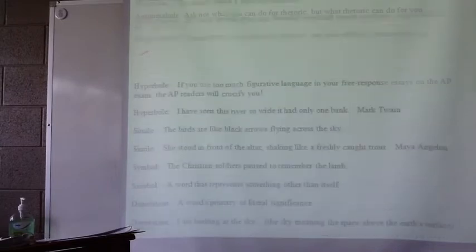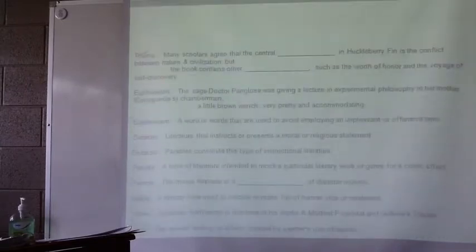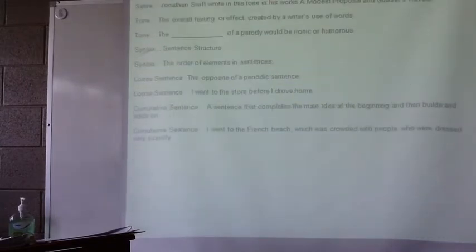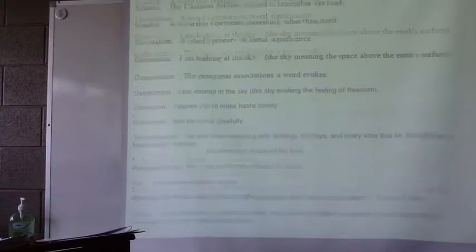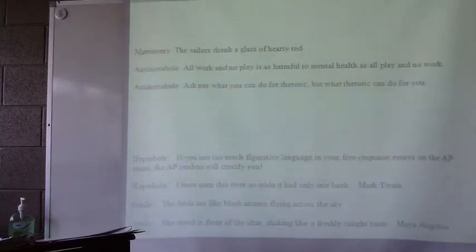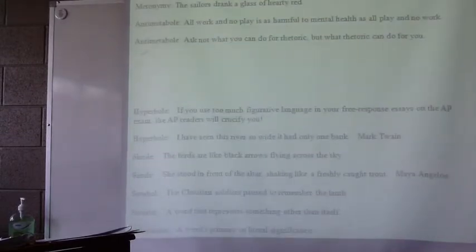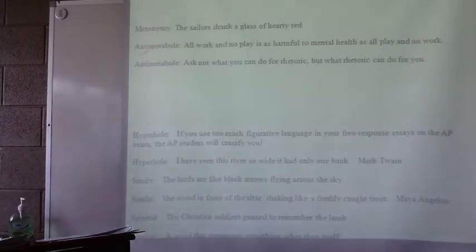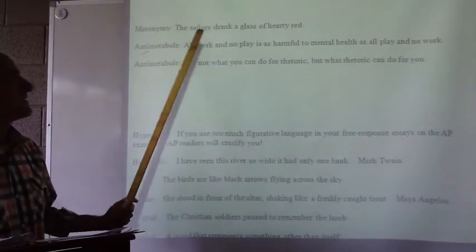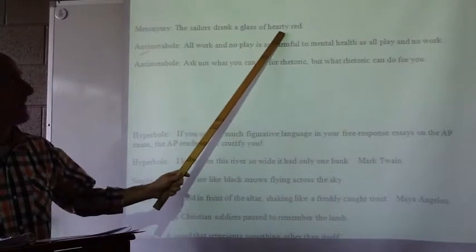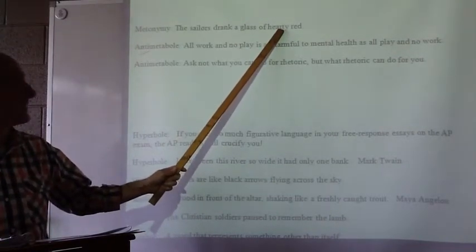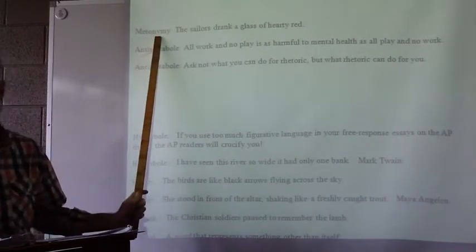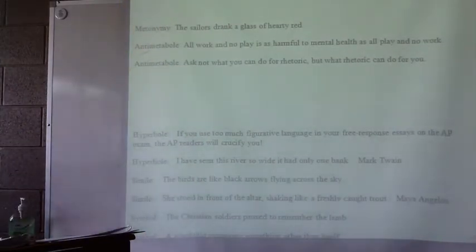So I'm going to start at the bottom here. Right. So here we have an example of metonymy. The sailors drank a glass of hearty red. This means wine. So it's the alternate way of referring to something than the norm. It's metonymy. Right? Let's look at another.